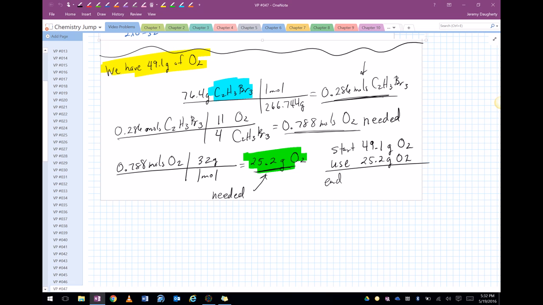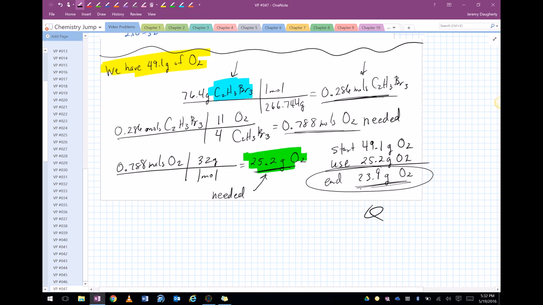So I've got 49.1 grams. That's how much I actually start out with. I use 25.2 grams. That leaves me with 23.9 grams of oxygen. So how much is left over? 23.9 grams. How much of the C2H3Br3 is left over? None, 0 grams. That's my limiting reactant. That's the one I run out of. I'm left with this much.